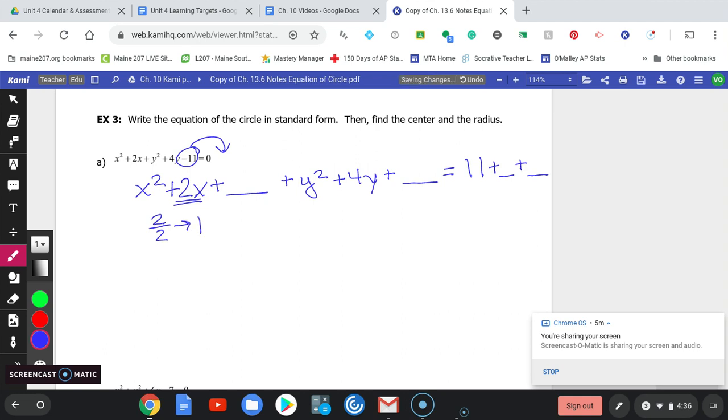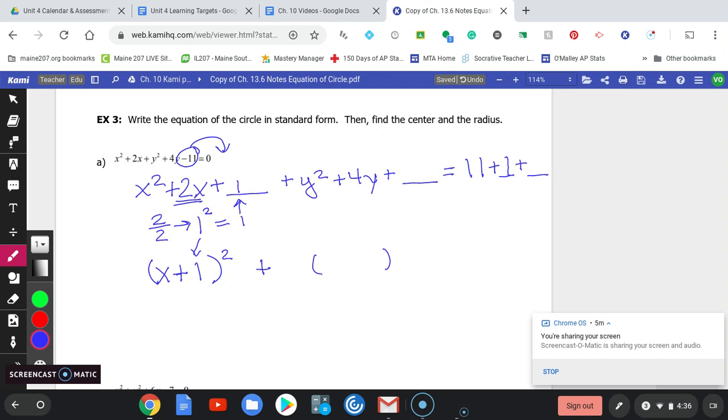All right, so I'm going to set up my parentheses. I know it's going to have a plus here, and it would be squared, and then this is the number that goes into my parentheses. And I'm going to square that, and that's what I'm going to put on the line here. But if I add one to the left side, I need to add one to the right side as well.